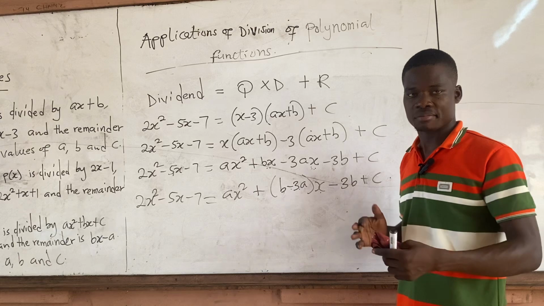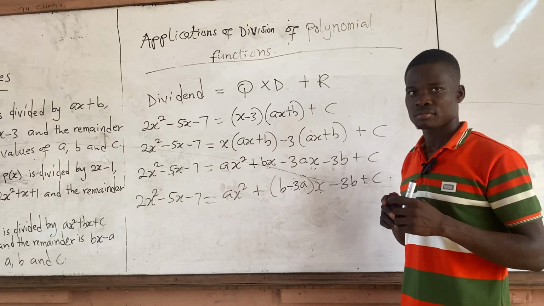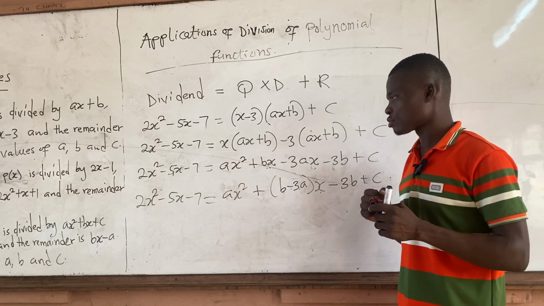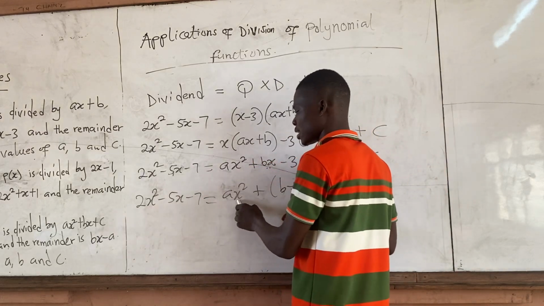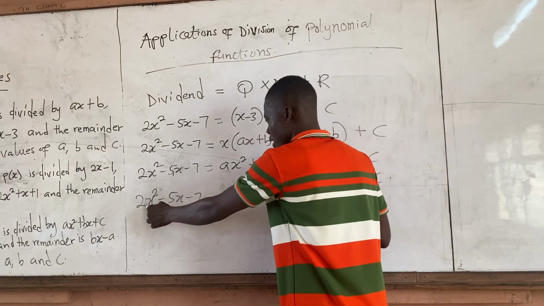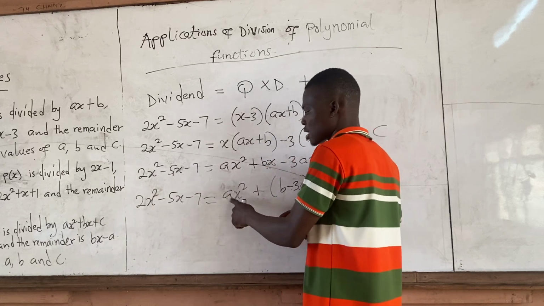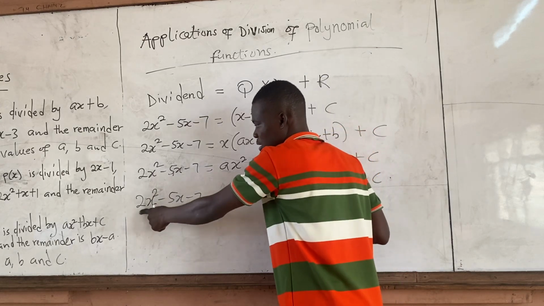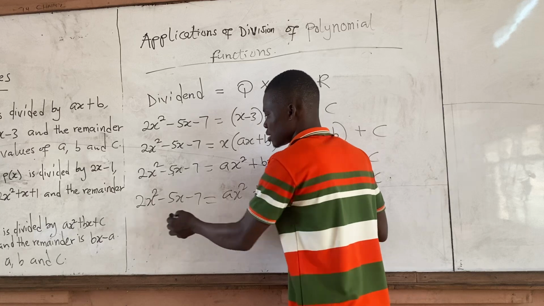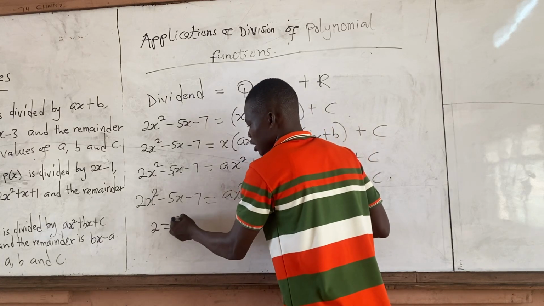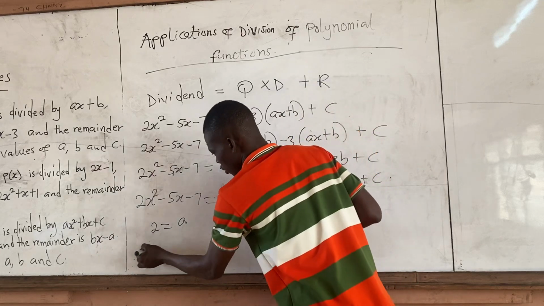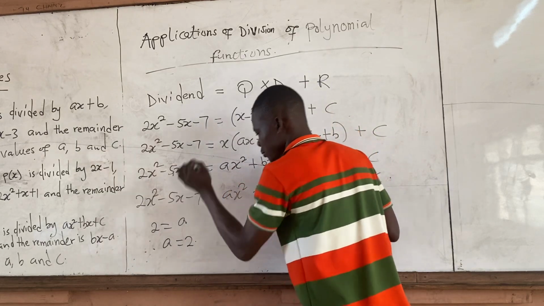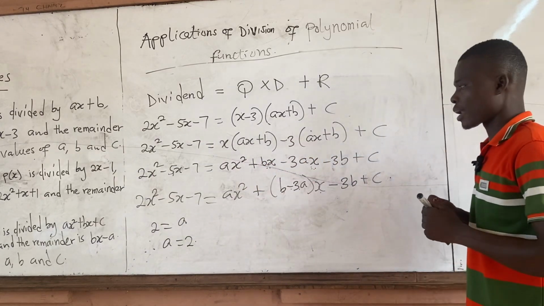So by comparison of variables, we see that 2x squared is equal to ax squared. The coefficient of this x squared is a. The coefficient of this x squared is 2. So by comparison, 2 is equal to a, because they are both x squared. They are the same. So therefore, a is 2.